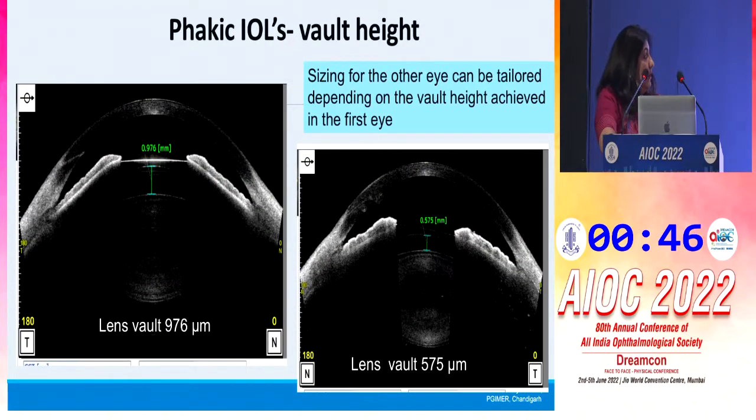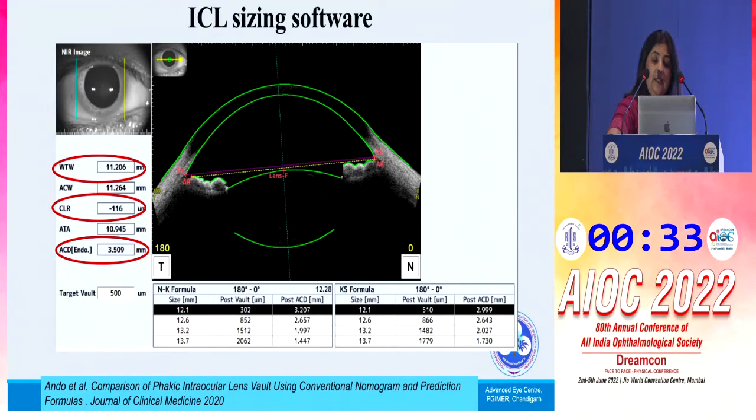The last topic is the phakic IOLs, where you can see the vault height. One can change the size of the ICL in the other eye depending on the vault you get in one eye. The CASIA 2, which is the one I have experience with, also gives you an ICL sizing software. There are 2 formulas in it which help guide you as to what size of ICL you could take. Of course, these companies always recommend a manual measurement, but if you go retrospectively, you can see that in a lot of cases, it does correlate with that. And they've come up with a newer version which has better predictability.